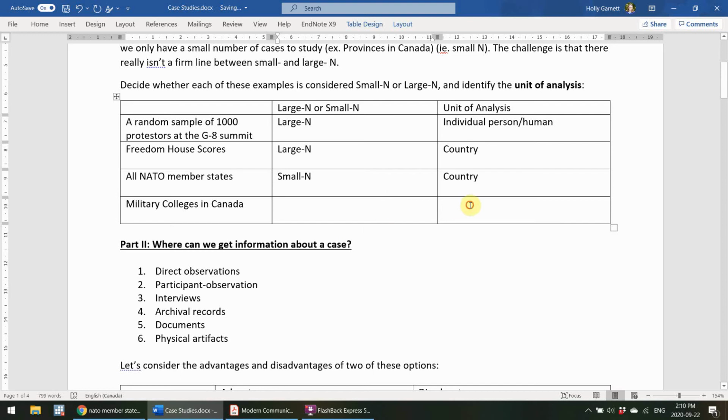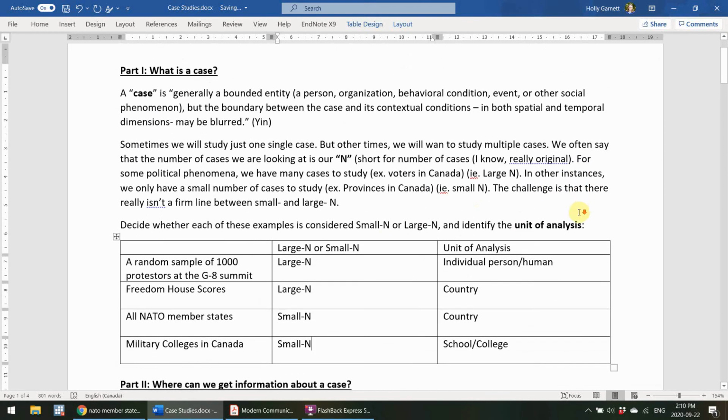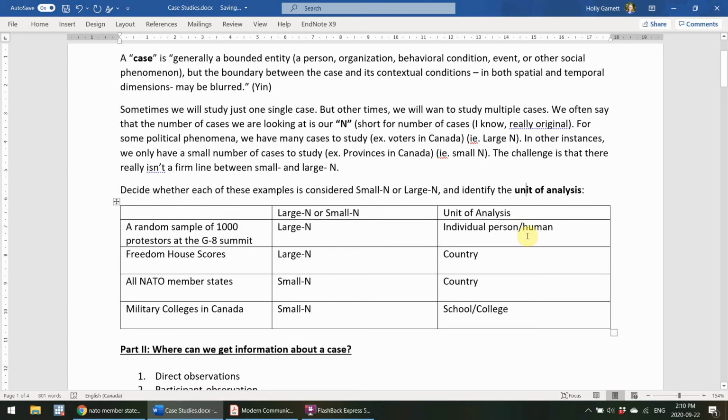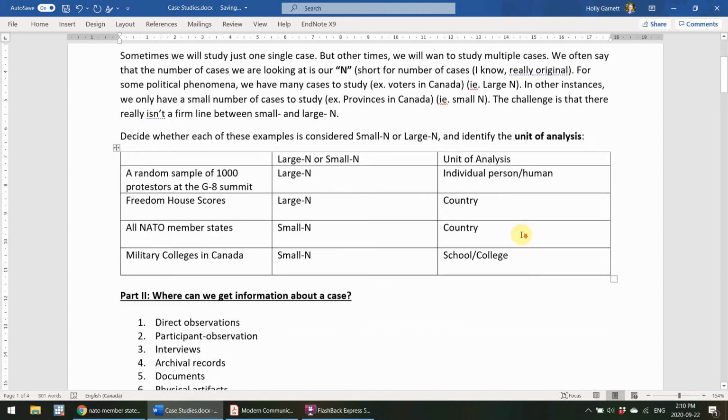Military colleges in Canada. So the unit of analysis is the school or the college. We have 3-ish, 2 and a bit, if you consider CFC and Saint Jean, and then RMC Kingston. So that would definitely be pretty small n. So the two key things that I need to make sure you know are your n, which is the number of cases, and then also the unit of analysis, meaning are we studying individuals or countries or schools? What is that bounded entity?